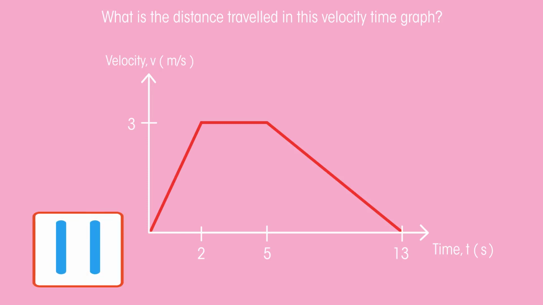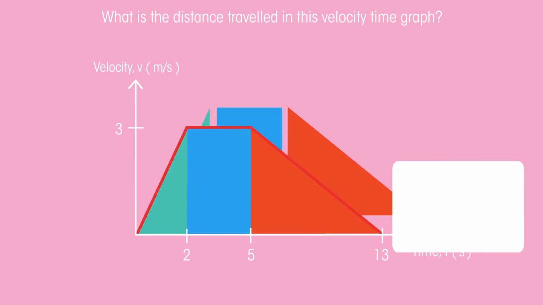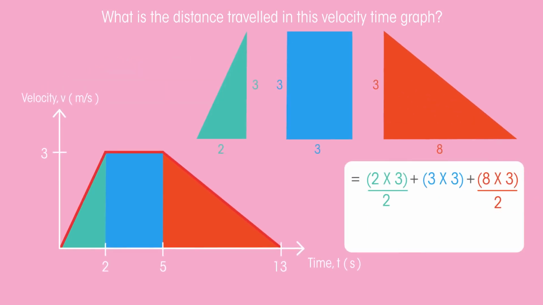Pause the video and work out the distance travelled. Did you get it right? This means that for the journey shown by the velocity time graph, the object travelled a total distance of 24 meters. When doing these calculations, just be sure to check the units that you're given, because this will affect what unit you will give in your answer for the total distance.